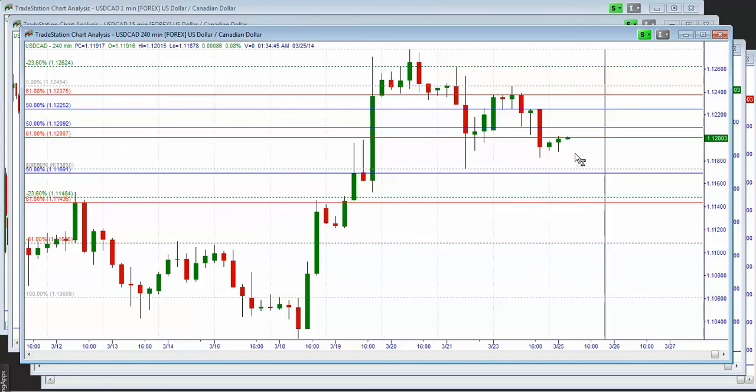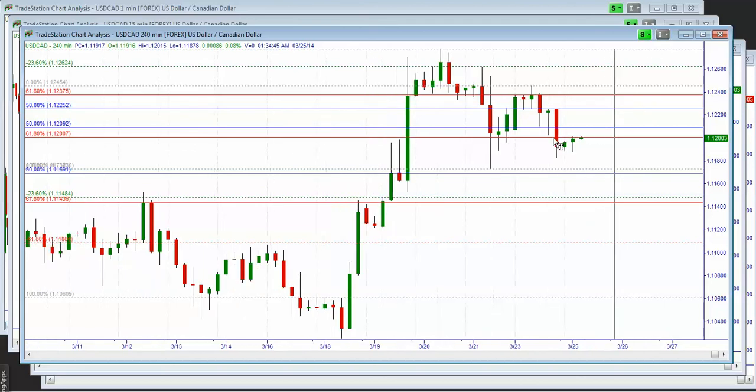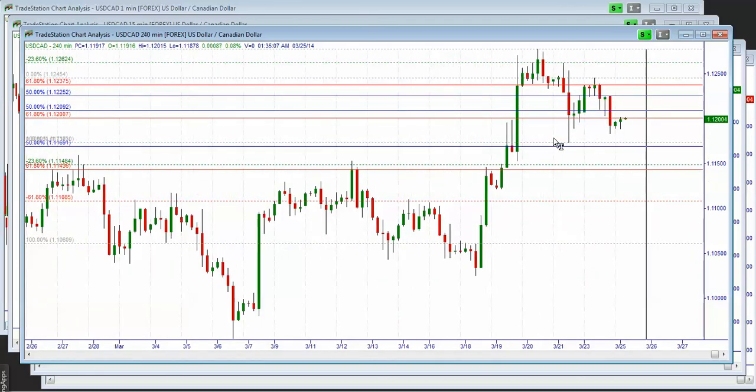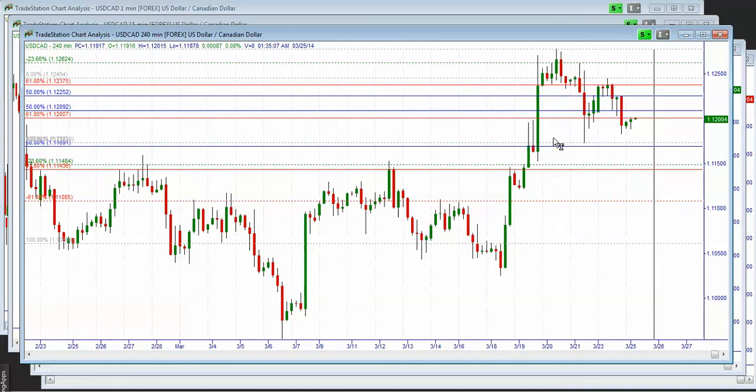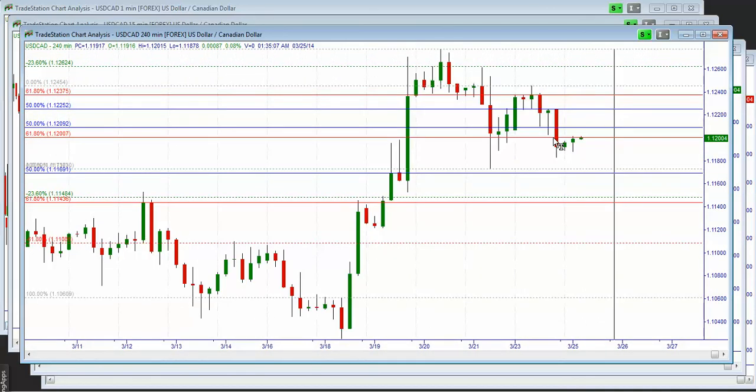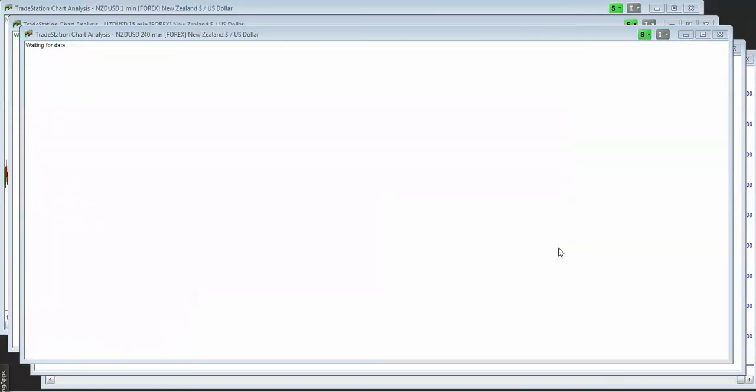So if we get there and we break the sequence of measure move, then there is going to be a long which is going to bring price of US dollar, Canadian dollar higher here, and this would be in line also with renewed strength in the US dollar. Finally, New Zealand dollar versus the US dollar.